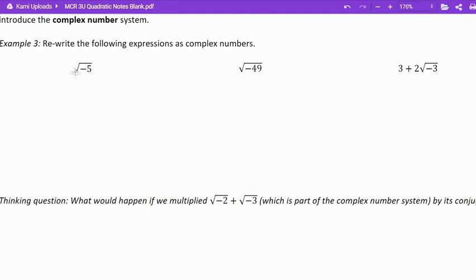All right, so let me show you how to do this. So square root of -5, we no longer say cannot be simplified. What we say now is, hey, square root of -5 is also the square root of 5 times -1. Okay, so just follow along and ask me questions at every step.